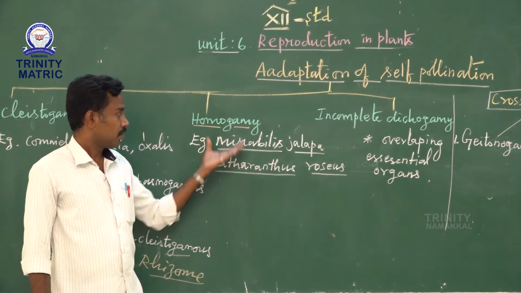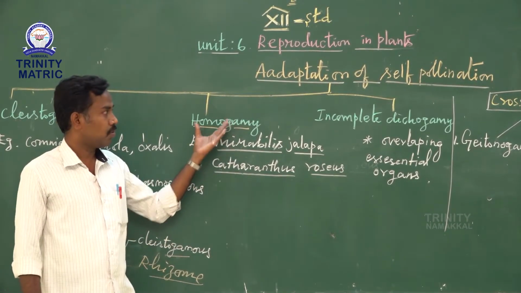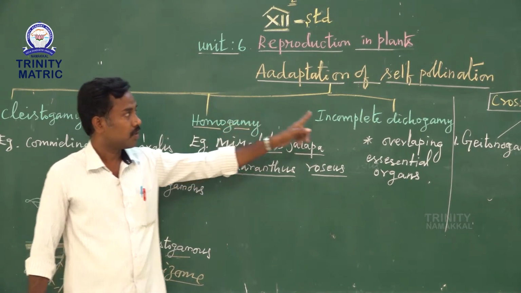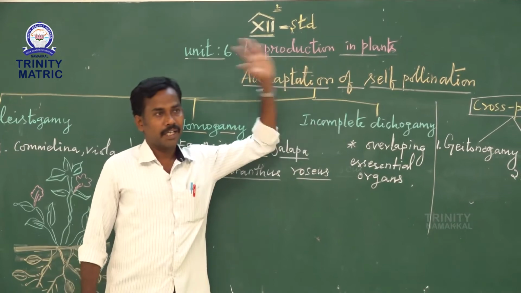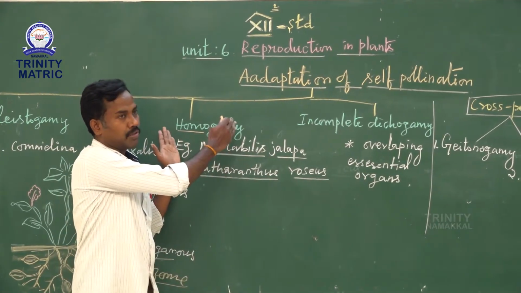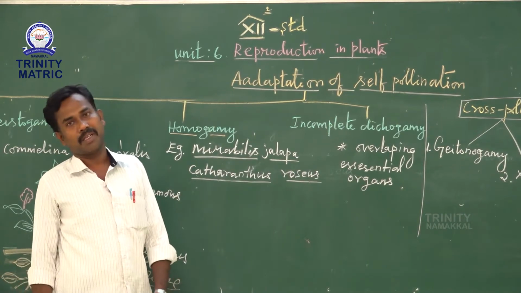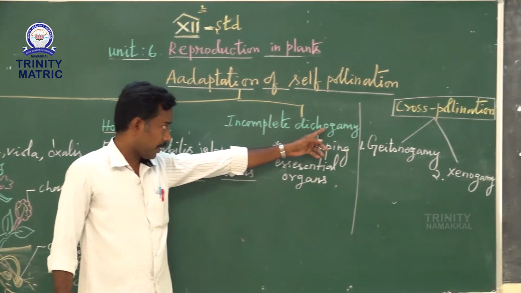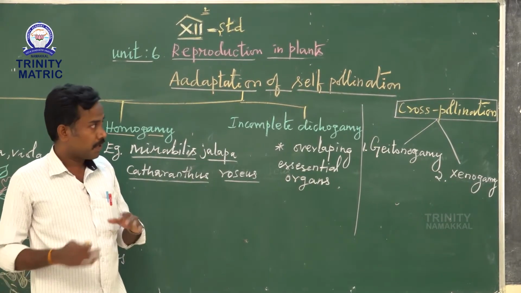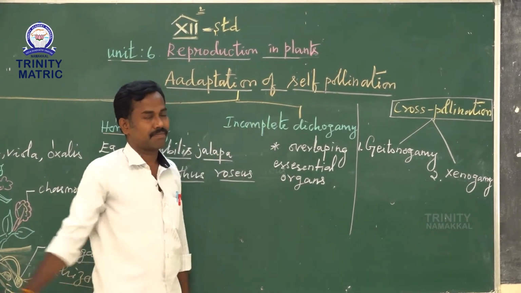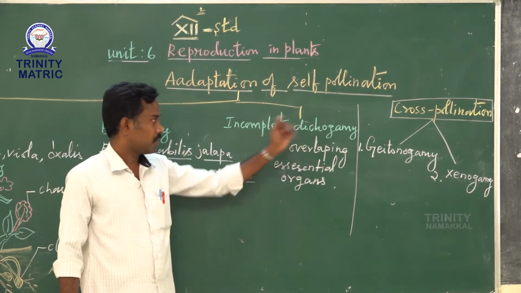So when both reproductive organs mature at the same time, it is called homogamy. The opposite word, the third one, is dichogamy. Dichogamy means the male and female reproductive organs mature at different times. That is called dichogamy.